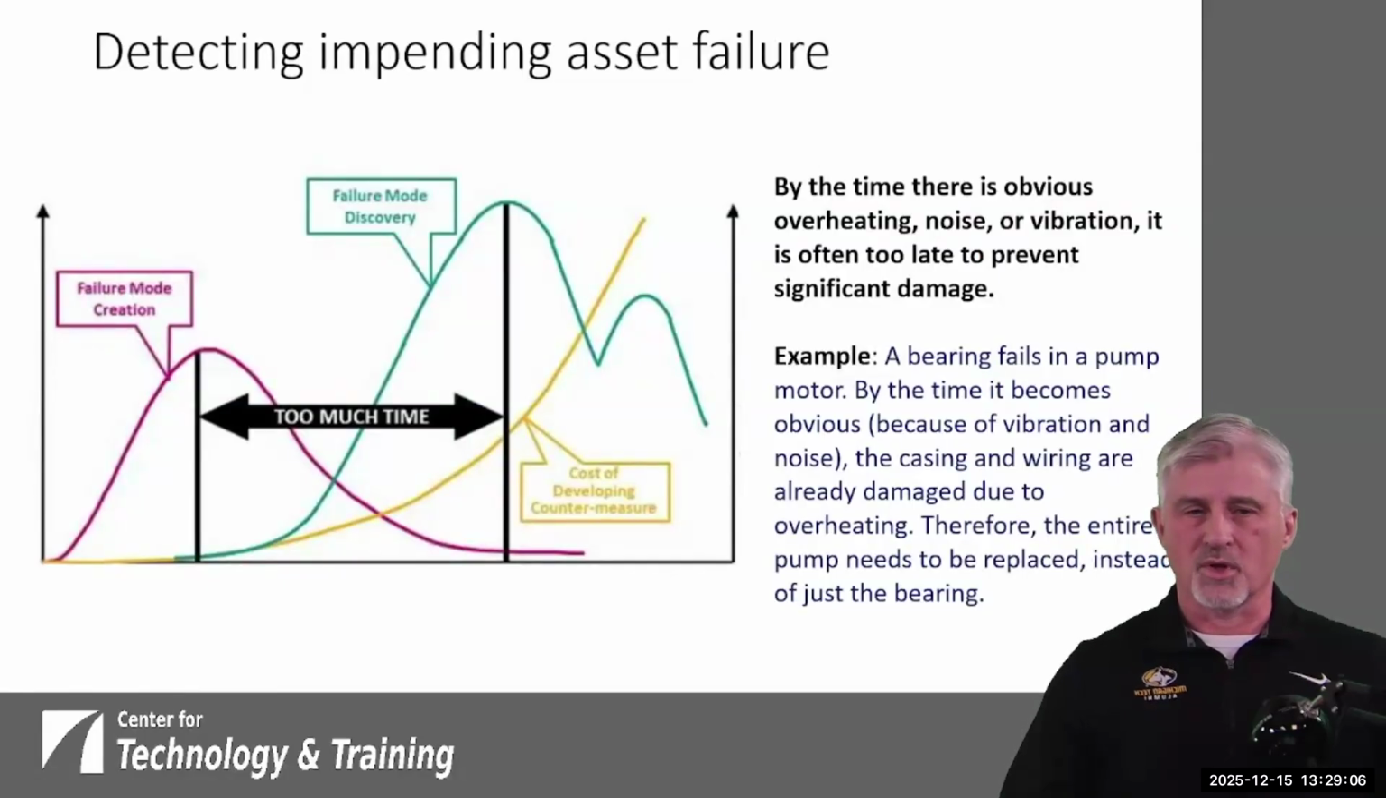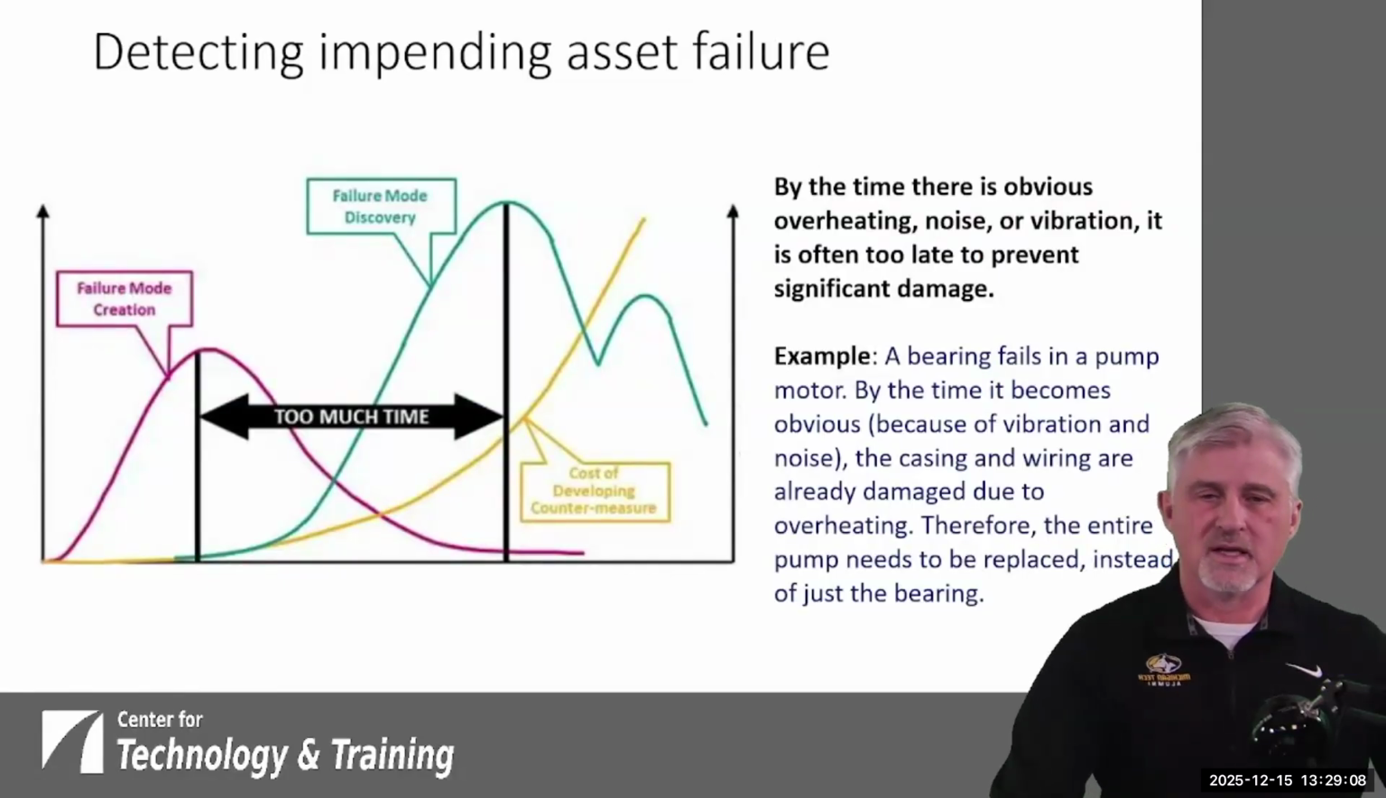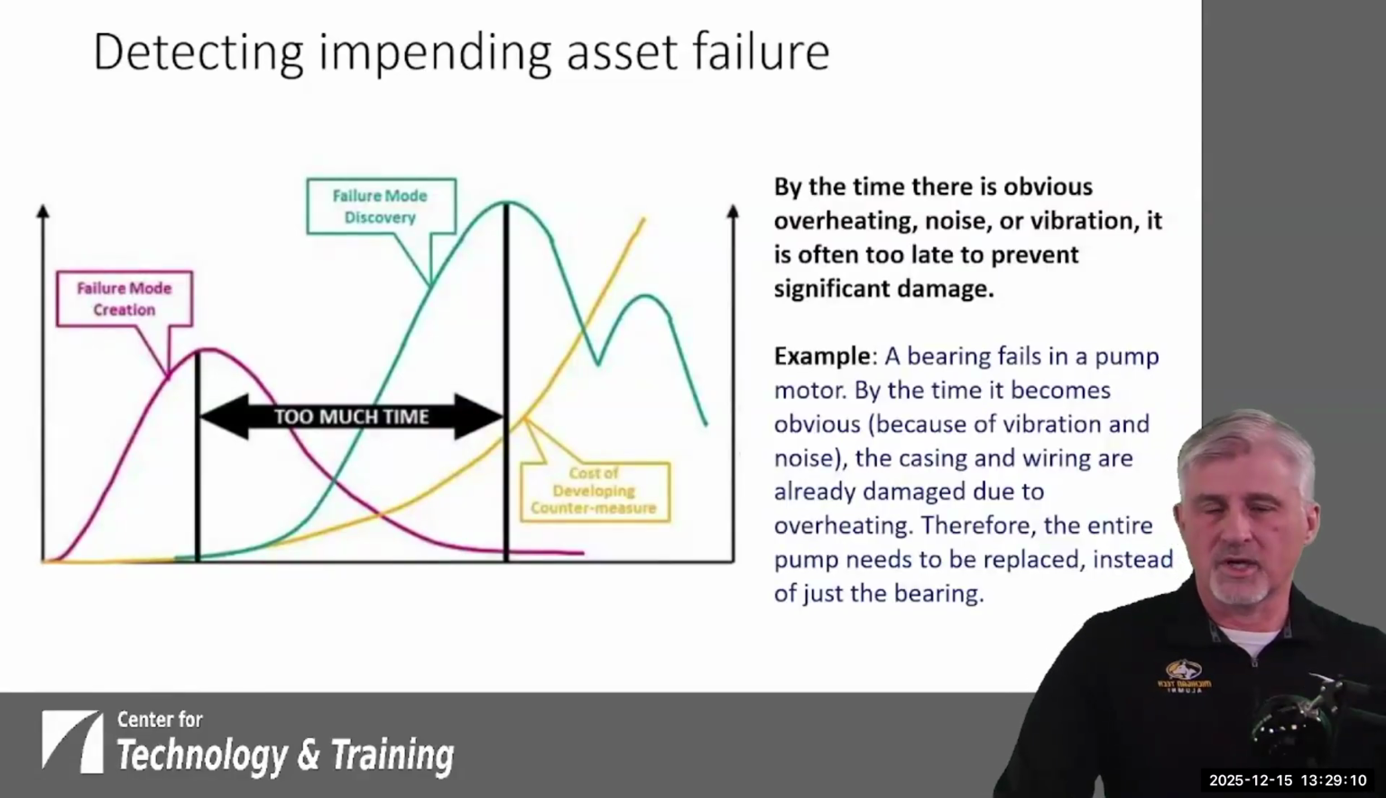So let's take an example. A bearing fails in a pump motor. By the time it becomes obvious because of vibration and noise, the casing and wiring are already damaged due to overheating. Therefore, the entire pump needs to be replaced instead of just the bearing.